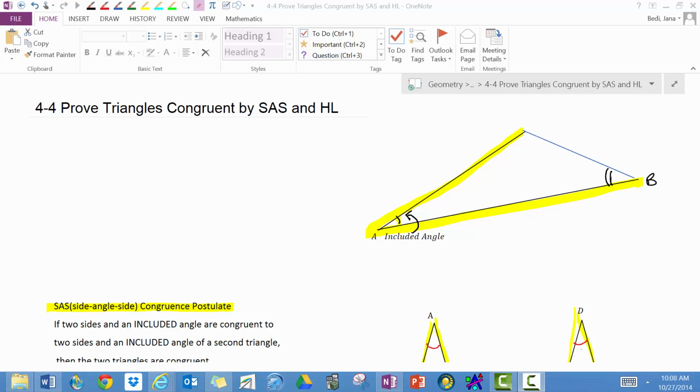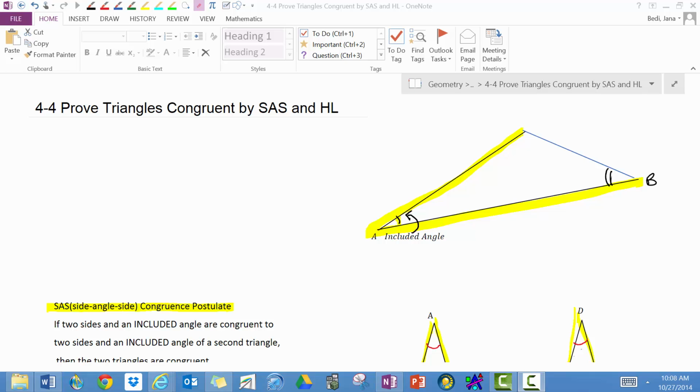In this section, you will learn how to prove triangles congruent by SAS and HL. When you use SAS, the thing to remember is that when you have two sides and one angle, that angle must be included between the two sides. So look at the drawing over here on the right.